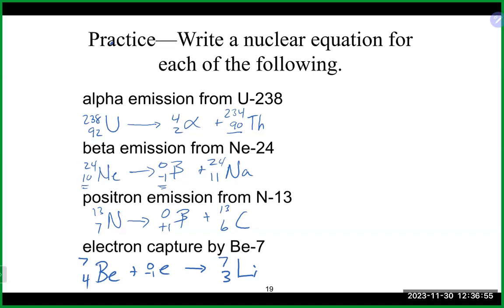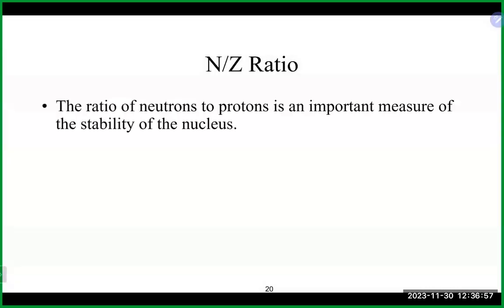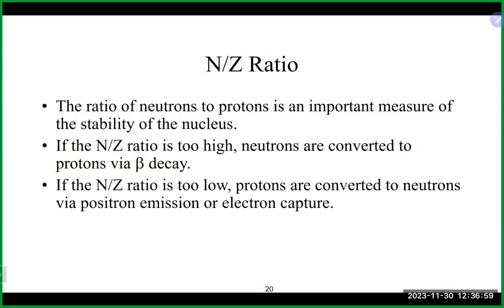All right, we'll talk a little bit about stability here to finish out. We're going to talk about a couple of ways we look at stability. One way that we talk about stability here is N over Z. I'm going to go with neutrons over atomic number, that's neutrons over protons is what we're looking at here. So we've got the ratio of neutrons to protons, or N to P.